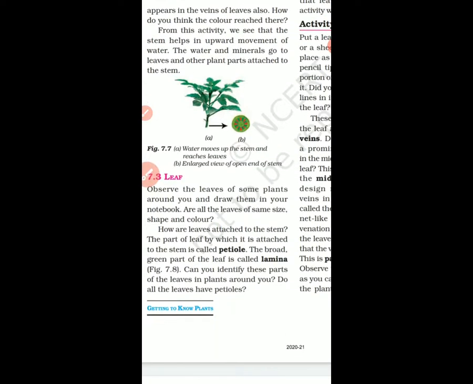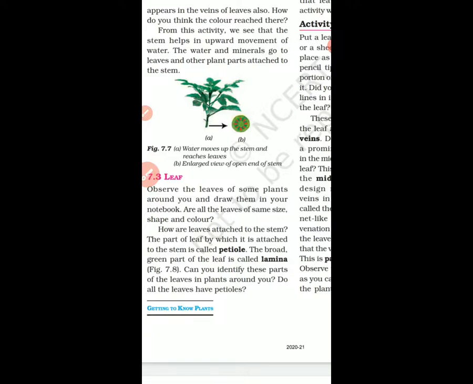The homework was to read about the leaf. I told you to read about the leaf. Hope you all have done this. Observe the leaves of some plants around you and draw them in your notebook. Are all the leaves of the same size and same color? You have seen many plants. No, they are of various sizes and various colors. The pattern inside the leaf is also different in each plant, right?